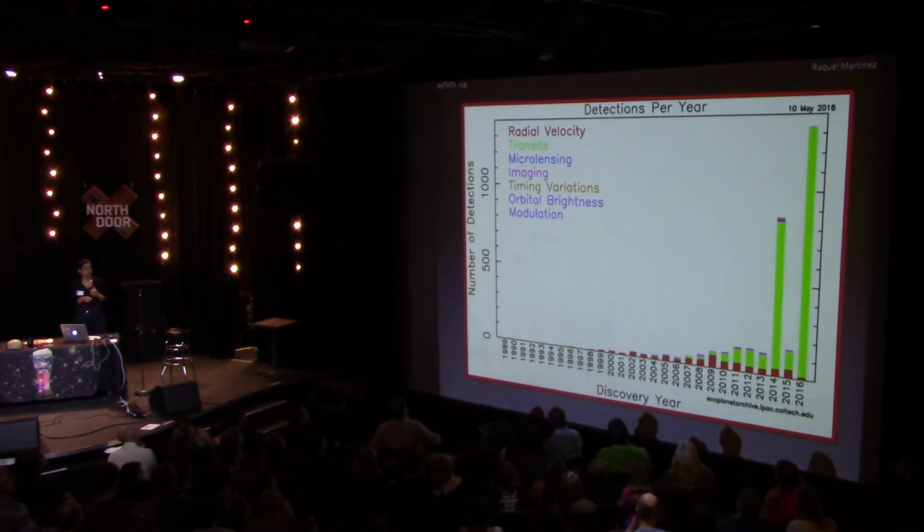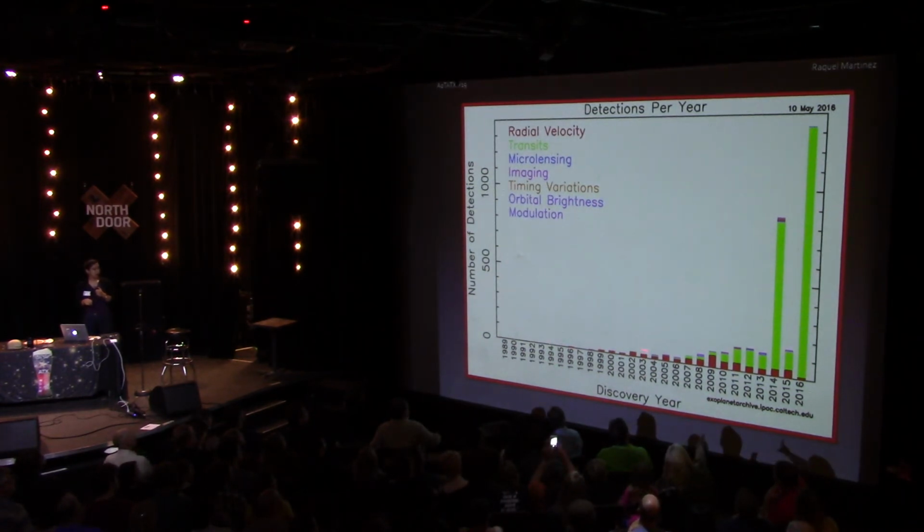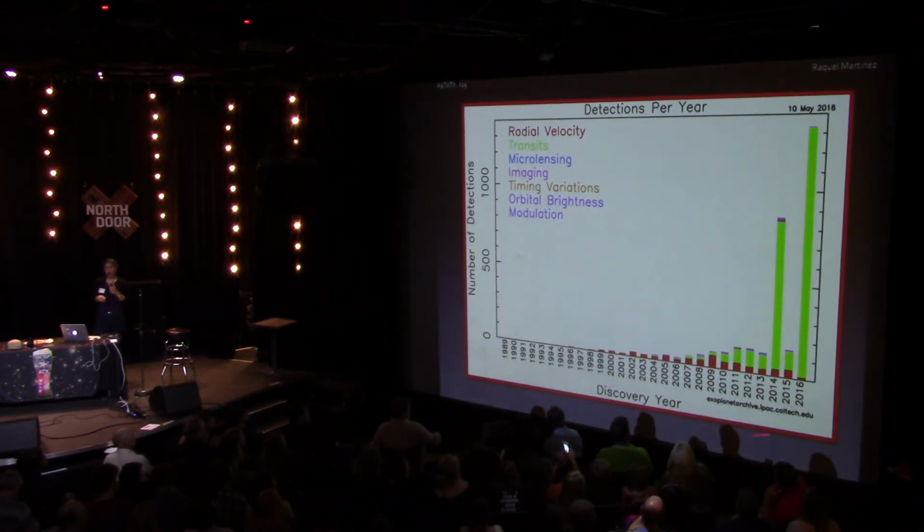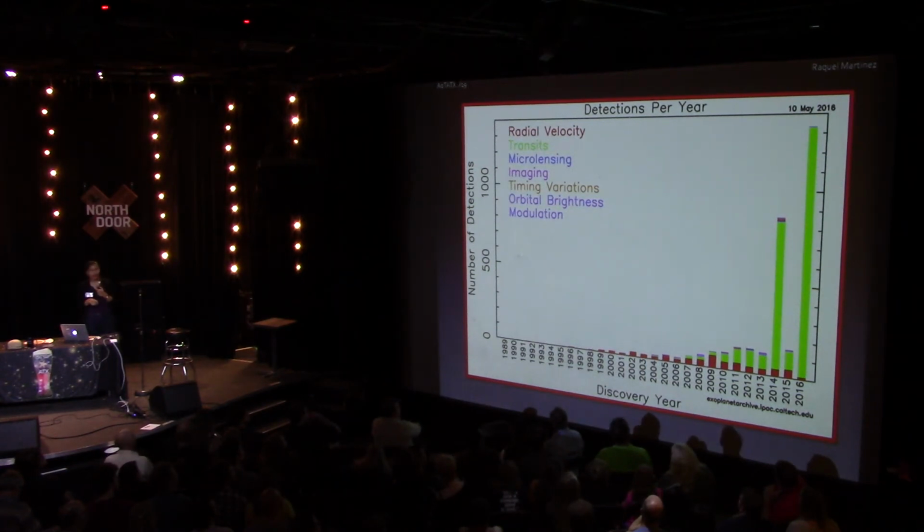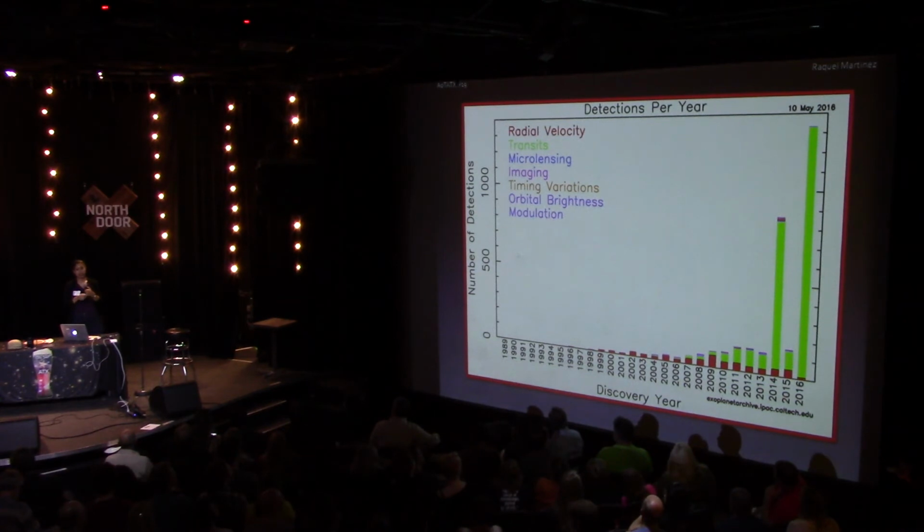So here is what happened after finding 51 Peg b, and the red is the radial velocity. After 51 Peg b, the radial velocity method was the way for astronomers to find exoplanets. And then we have these two huge pesky spikes over here from the Kepler mission finding all those planets with the transit method. But before this year, you still needed to vet any Kepler candidates with an RV detection to turn those candidates into bona fide, confirmed planets.